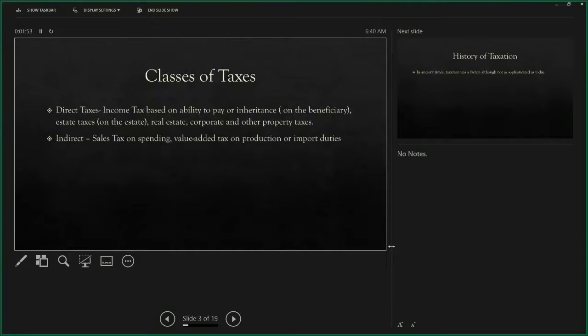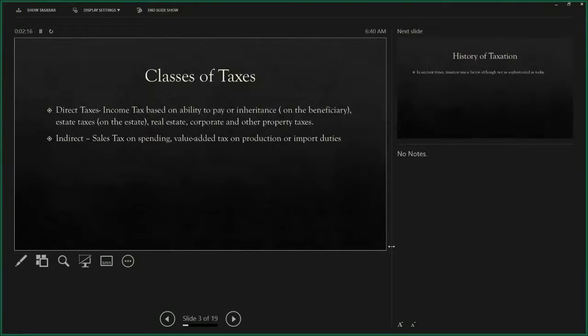and we also have some states that have that as well. Real estate, we think of property taxes, okay, that we pay on our homes, corporate and other property taxes. And what other property means is property other than real estate, okay, because you could get taxed on your equipment if you were a business, or other things that you owned besides real estate.